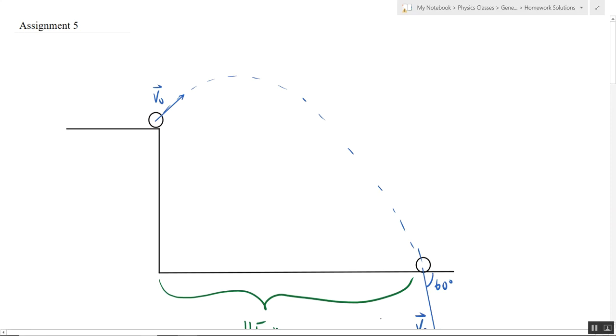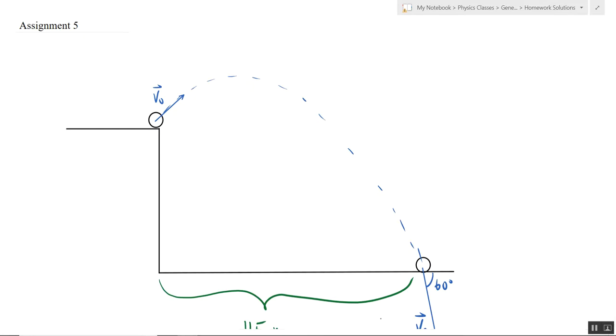Okay, so this is the homework solution for the next week, for test number two, I should say, which covers projectile motion and basically Newton's laws and the application of the second law without friction.